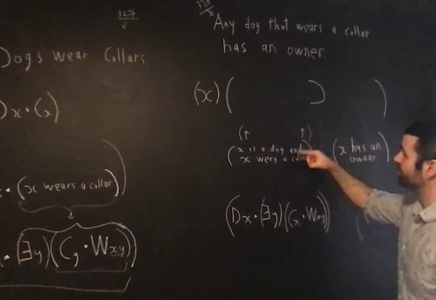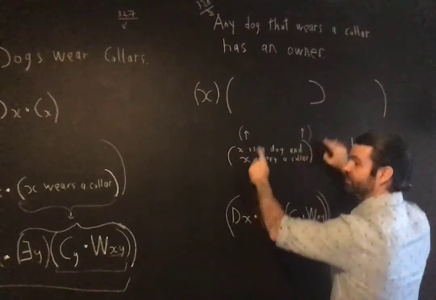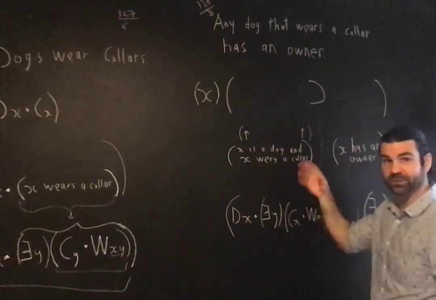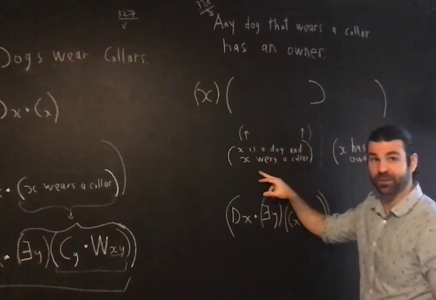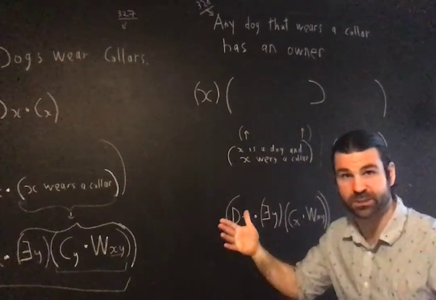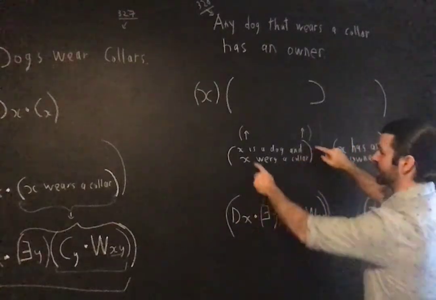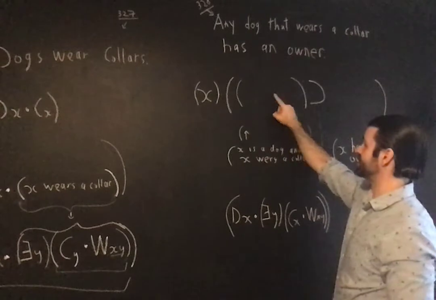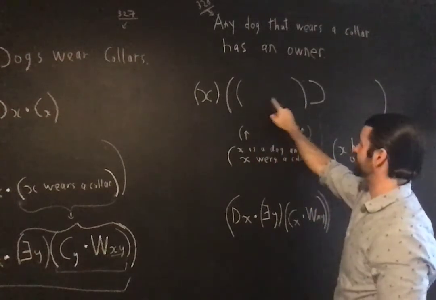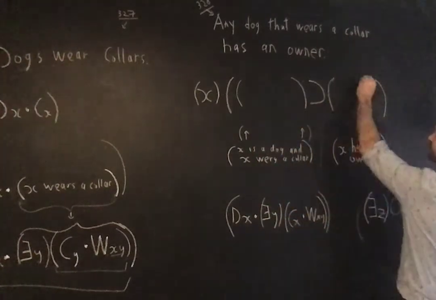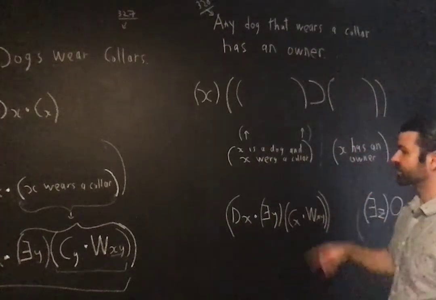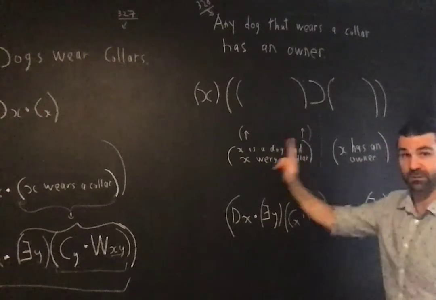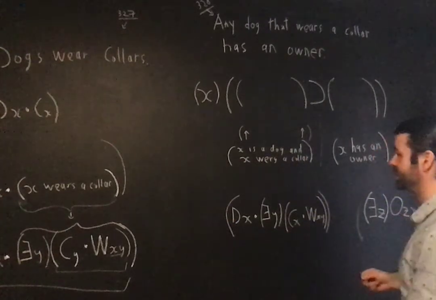Okay, so I could lay down my form first. Now I do rephrasing to get the subject and predicate phrase expressed with the variables, and I put that exactly in here, within the brackets. X is a dog, and X wears a collar. And here I would put X has an owner. Okay.